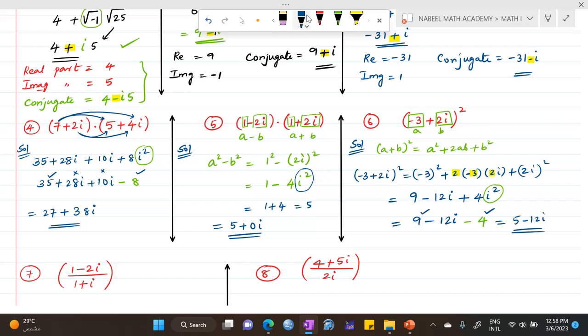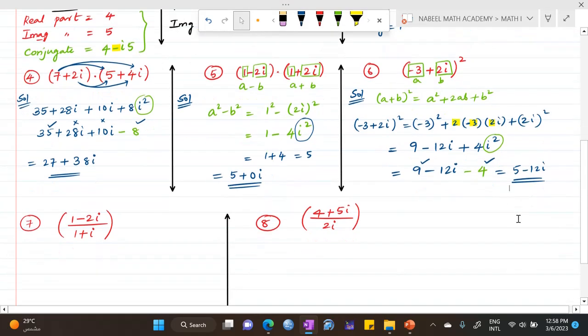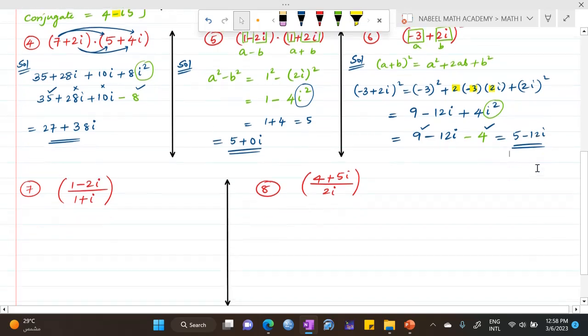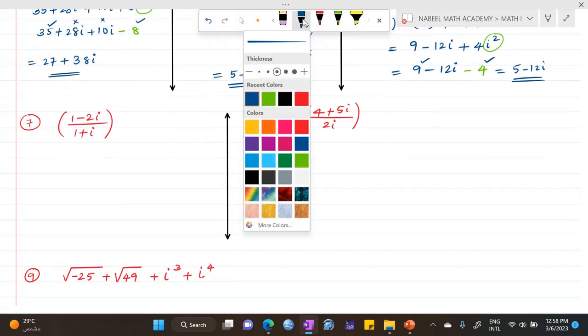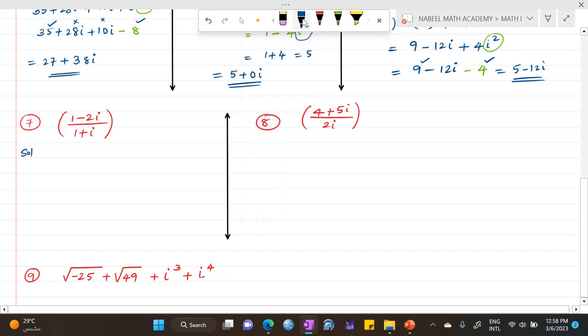So this is the standard form of a complex number where the real part is 5, imaginary part minus 12, conjugate 5 plus 12i. Now the last one here we will have the division of a complex number. Whenever you have a division, I have to multiply by the conjugate. So what is the conjugate of the denominator? The denominator conjugate is 1 minus i over 1 minus i.